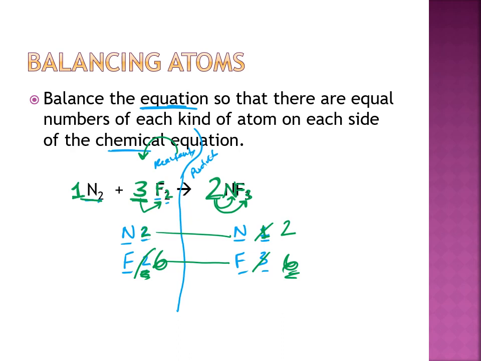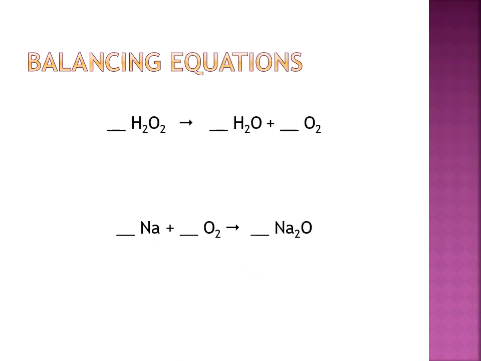Good? All right, we're going to do a couple more together, and then I'm going to have you do some on your own. All right, so once again, I like to draw a line between my reactants and my products. I'm going to list out my elements. They should always be the same elements on both sides. I'm going to count. I have 2 hydrogens to start and 2 oxygens to start in my reactants. I have 2 hydrogens to start.